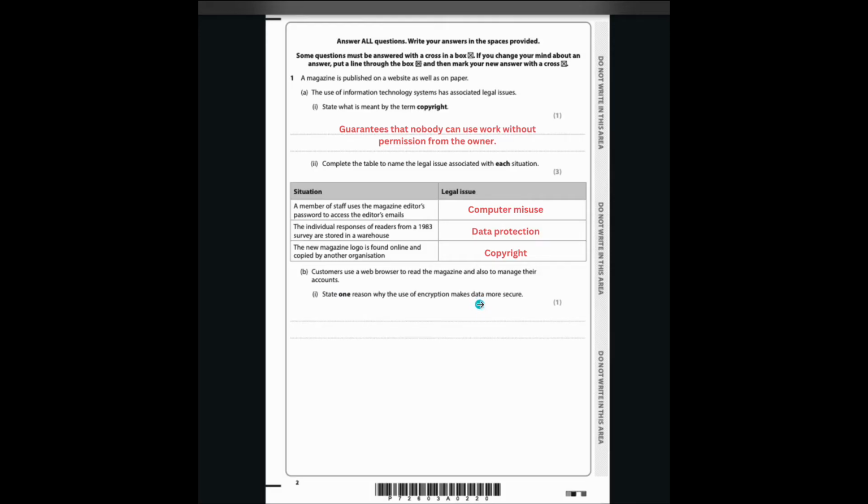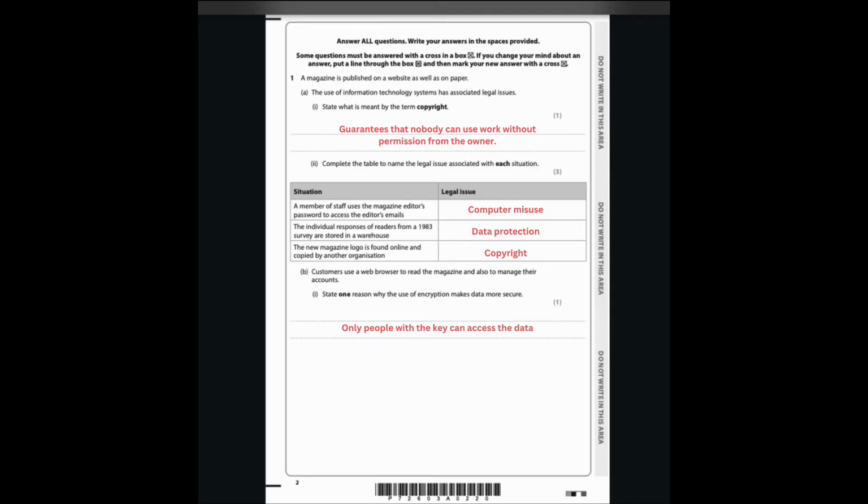Customers use a web browser to read the magazine and also to manage their account. State one reason why the use of encryption makes data more secure. Encryption actually converts the file, text, numbers, anything that is being sent to the server, and changes the information into code. So if a hacker tries to hack that particular file while it passes through the server, they cannot understand it. So only people with the key can access the data. That's why they provide the encryption technique.